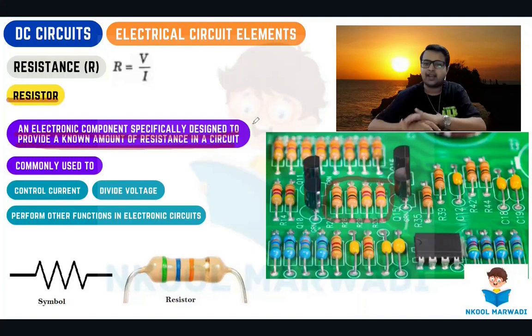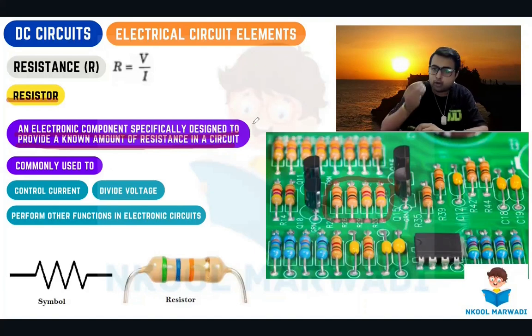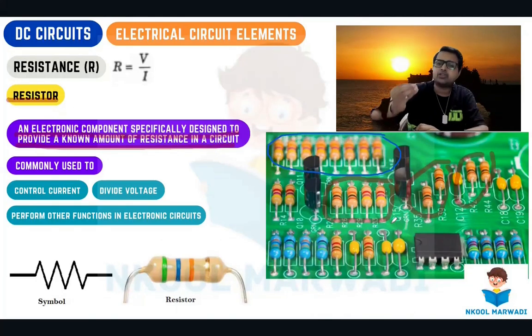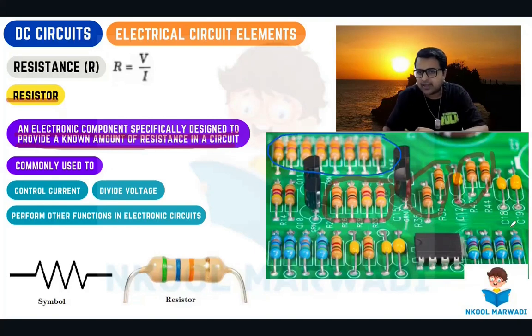It's very interesting that whenever we are designing a circuit, there are many scenarios in which we want to introduce a known amount of resistance in a particular path. Electricity is flowing inside the circuit, and if I want to introduce some resistance in a particular line or path, I can do that with the help of resistors. As you can see in this circuit, we have so many resistors. So in an electrical circuit, we can use resistors, which are small electronic components, to introduce a known amount of resistance.